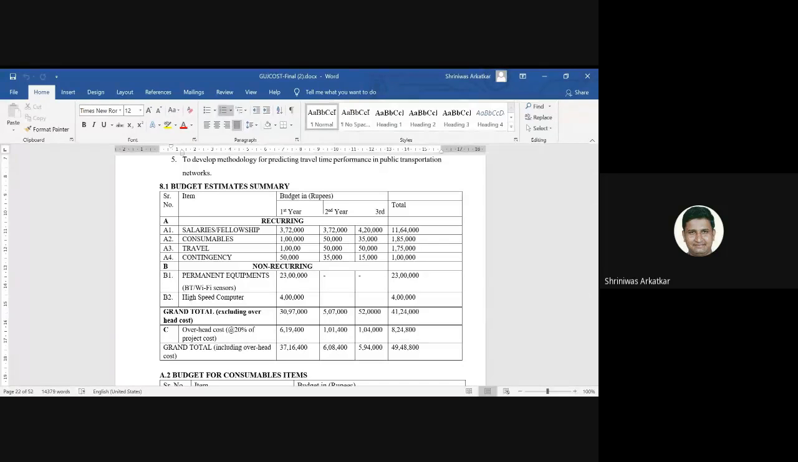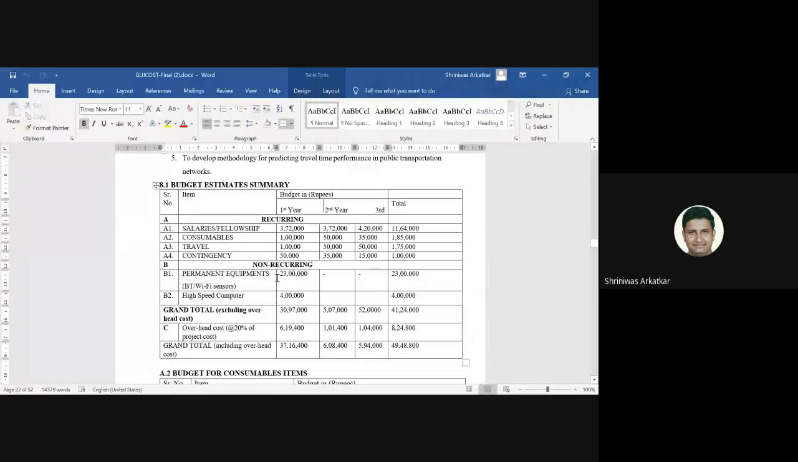Once you do that, then what is the salary or fellowship, consumables, travel, contingency, permanent equipment, maybe a high-speed computer, whatever you want to do. Non-recurring and recurring. Recurring is like consumables, wherein you are going to incur funds on a regular basis, maybe every month, every 6 months or something like that. So you can even put here batteries, printers, paper, stationery, salaries of fellowship, all those things.